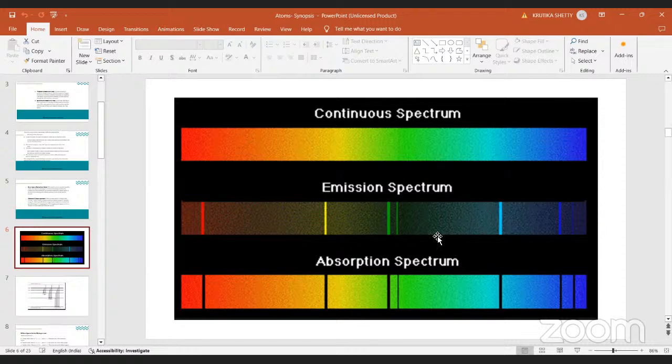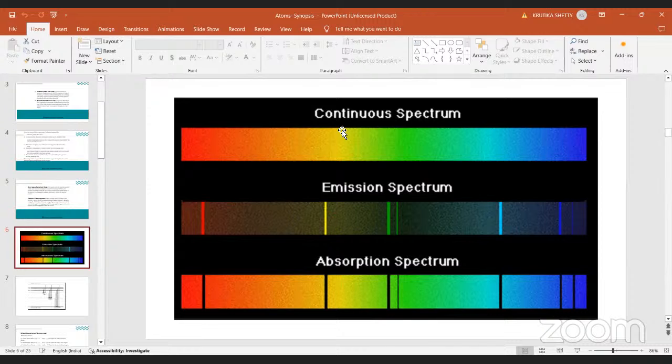Just for your understanding, you can see the three pictures and understand the difference between the continuous spectrum, emission spectrum, and the absorption spectrum. The first figure you are seeing is the continuous spectrum, the second one is the emission spectrum, and the third one is the absorption spectrum.